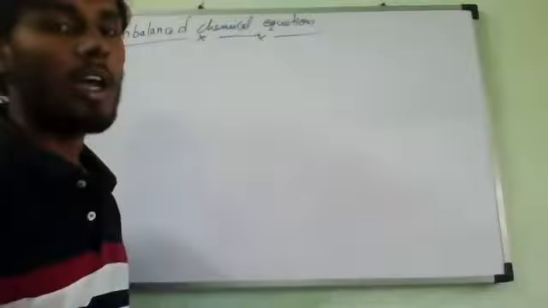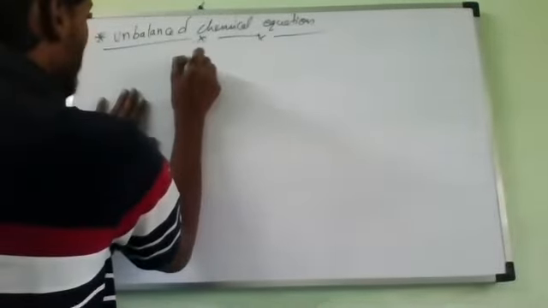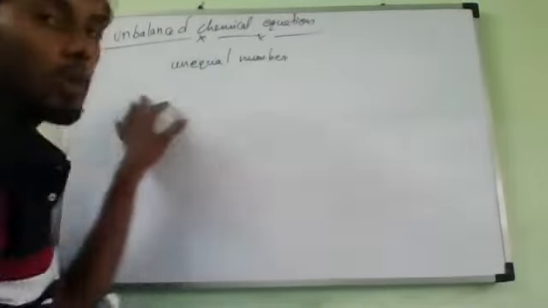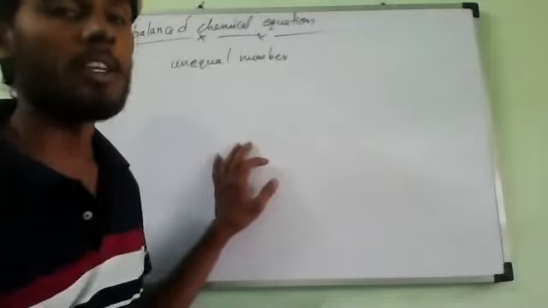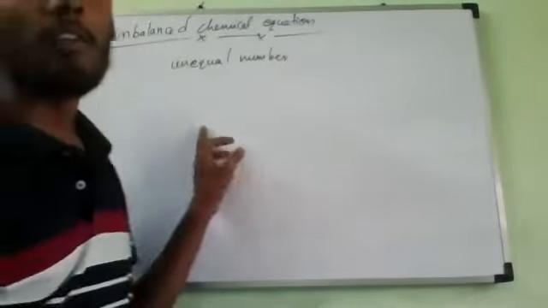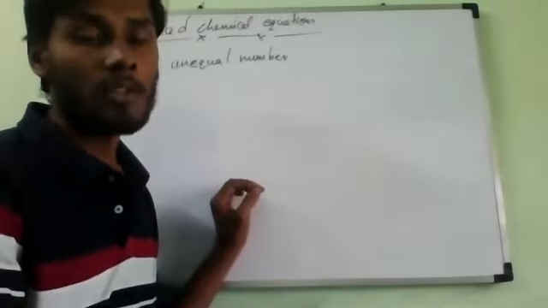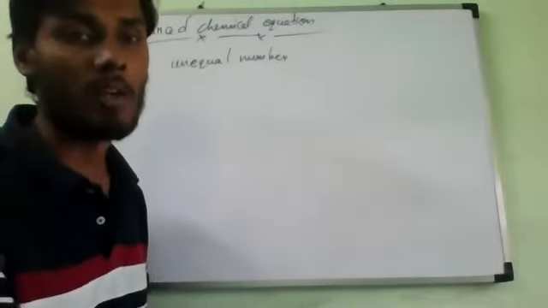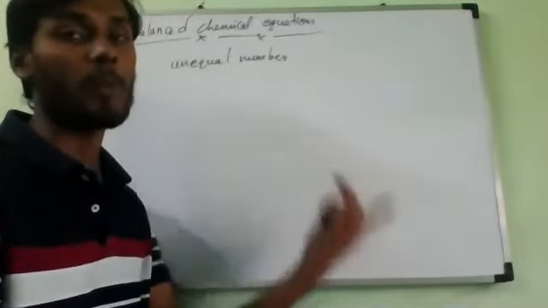You will remember here, an unbalanced chemical equation has an unequal number of atoms of one or more elements in the reactants and products. So an unbalanced equation always has an unequal number of atoms of one or more elements on its two sides, reactant side and product side.